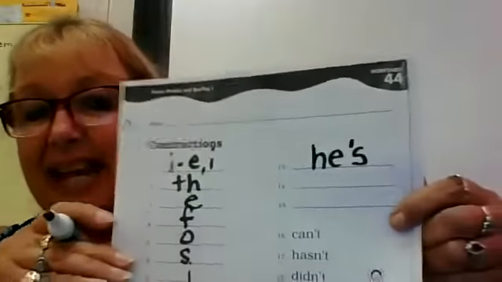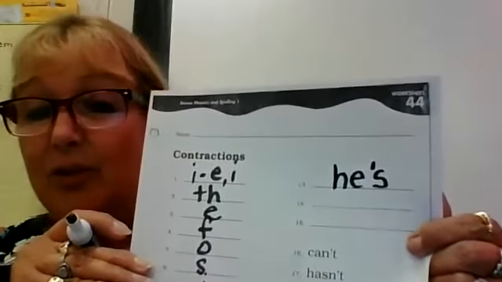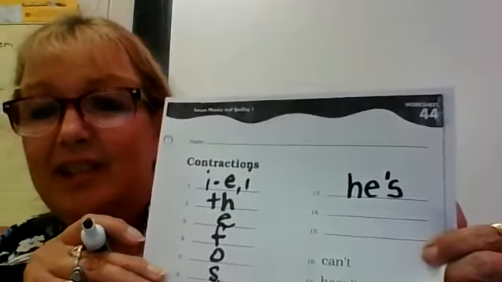Now for number 13, we're going to practice spelling some contractions. Okay? Number 13, I'd like you to spell he's. And remember, you have to put that apostrophe in. So he's. Do you see how I spelled he's? Did you spell it the same way? Good job.